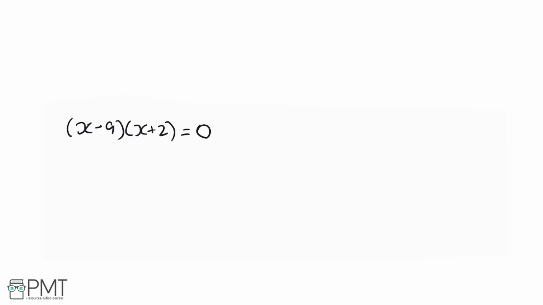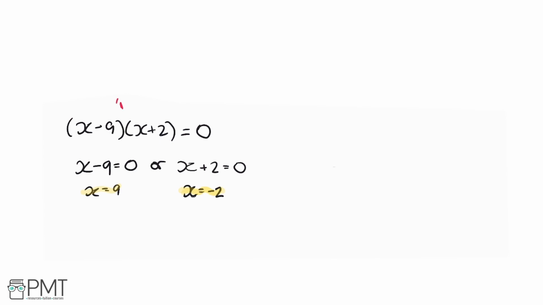Now we've got something multiplied by something is 0. Well, that means at least one of these brackets is going to be 0, because we know the only way to multiply something and get 0 is to multiply by 0. So we can say that x minus 9 has got to equal 0, or x plus 2 has got to equal 0. So if we solve this equation now, we're going to have x equals 9. If we solve the other one, we're going to have x equals minus 2. So those are our two solutions: x equals 9 and x equals minus 2.